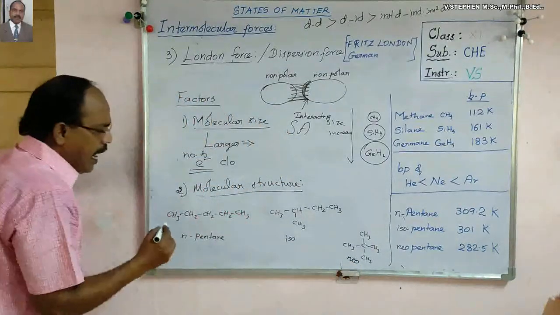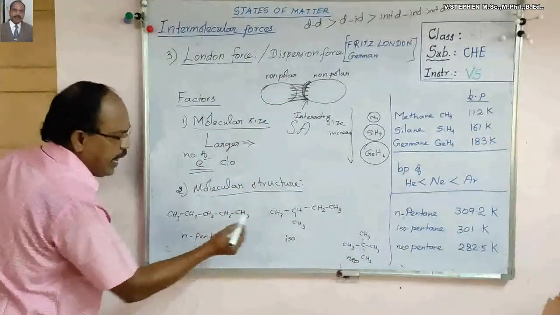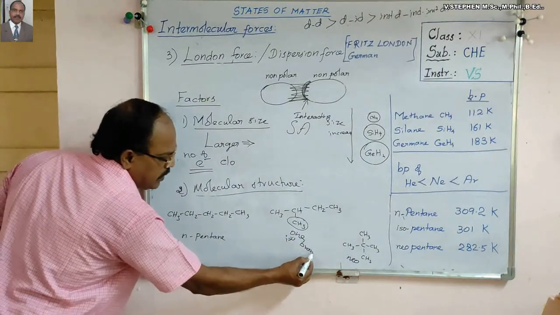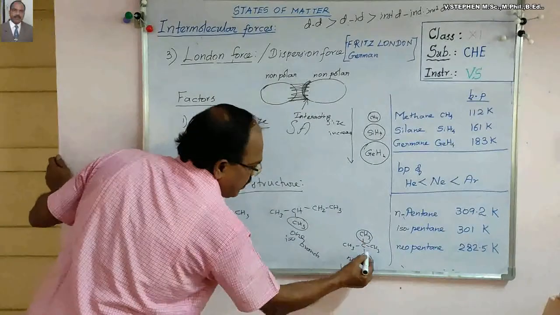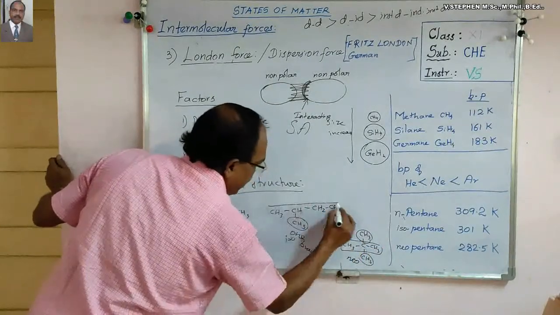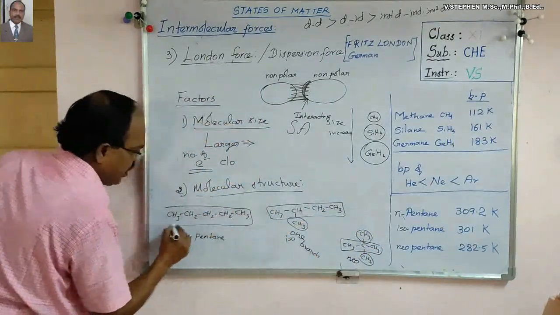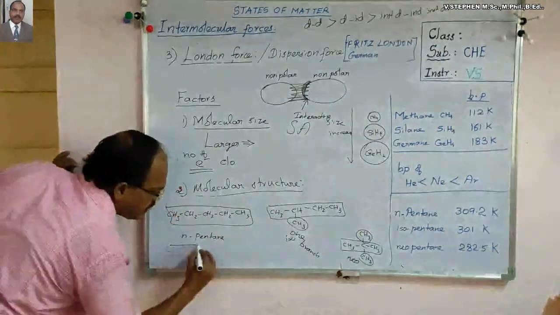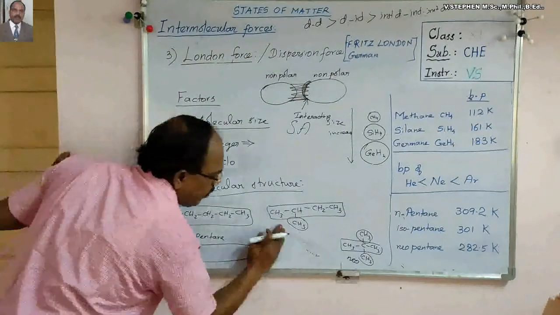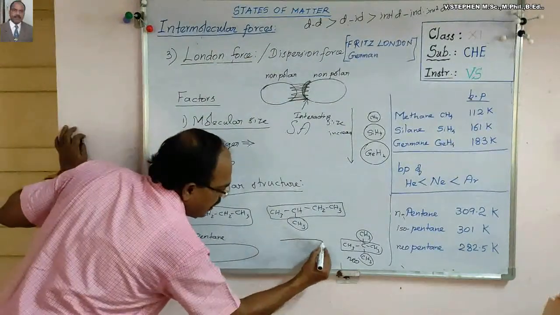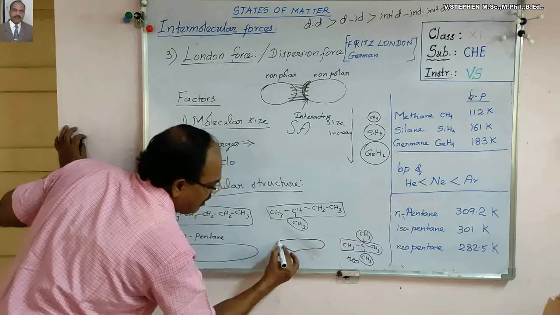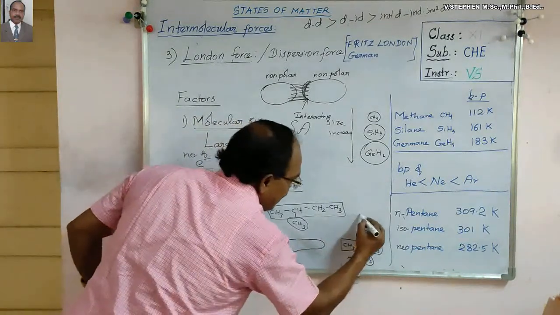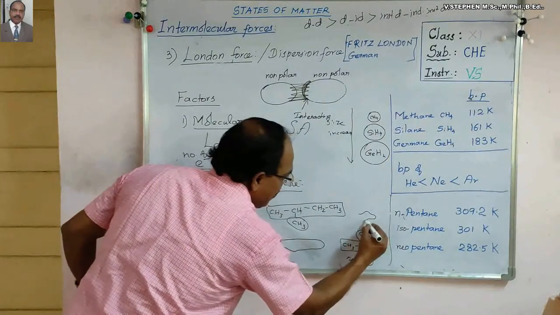Note down the point: here there is only one branch, and here there are two branches. You take this as a straight one, this as a straight one, this as a straight one. As the branching increases, see the size of the molecule. Here the size will be like this, and there is slightly one bulging. It is some small bulging only, the branches.